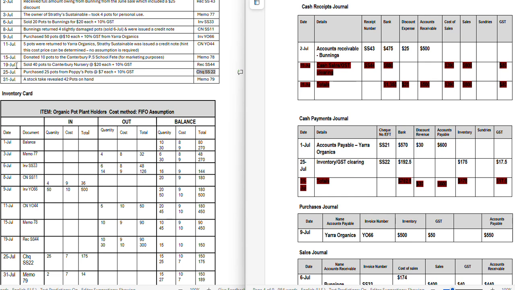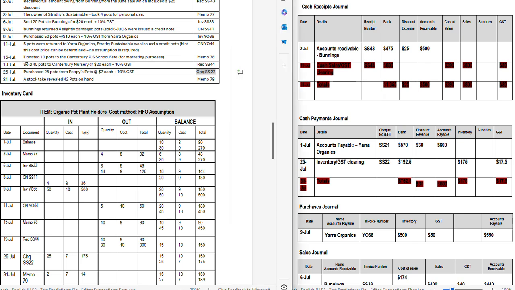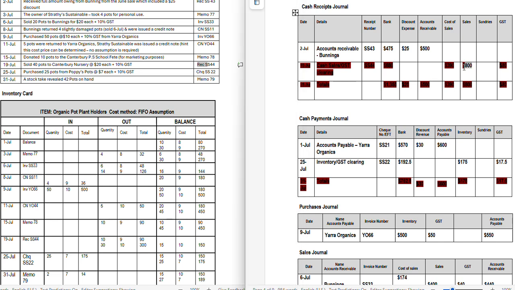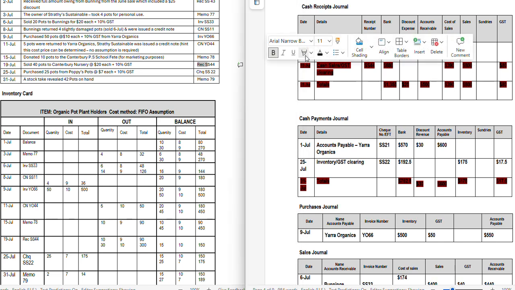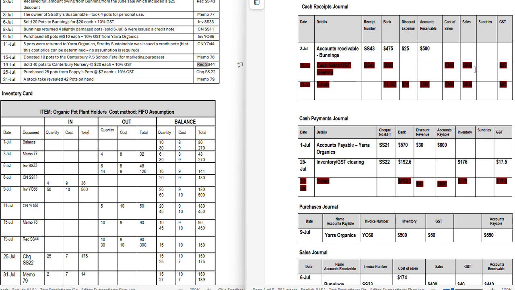Now, I missed that one on the 19th, so let's go back to that one. So on the 19th, we've sold 40 units. Again, it doesn't tell us whether it's cash or credit. So if we look at the source doc, it says receipt. So therefore, this needs to go in the cash receipts journal. Because this is a sale, there's going to be a sale price effect. Let's deal with that initially. So we've got 40 units times $20. That's $800 worth of revenue. And we've also got a GST effect of $80.